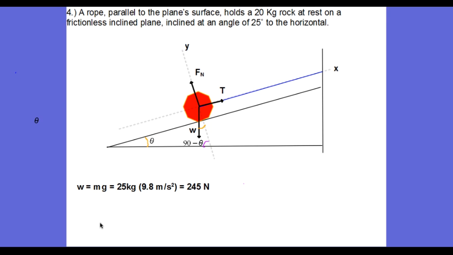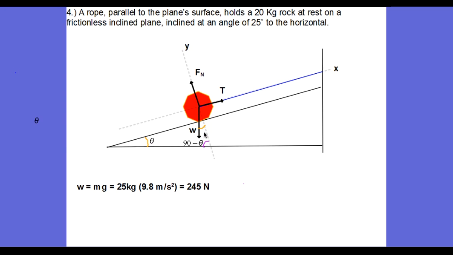I've also shown here, because this problem says we have a 20 kilogram rock, kilogram is mass. Mass is not a force. So we have to convert mass to weight. Weight is a force, and weight is calculated by multiplying the mass by 9.8. So the value of the weight of the rock is 245 newtons.